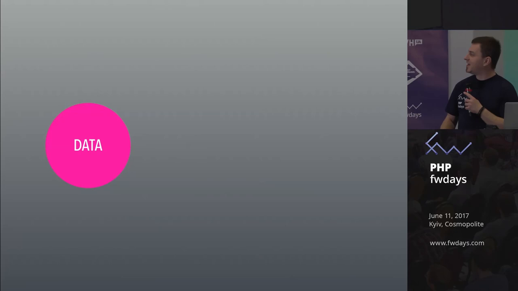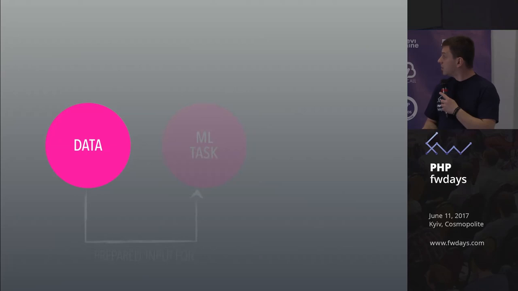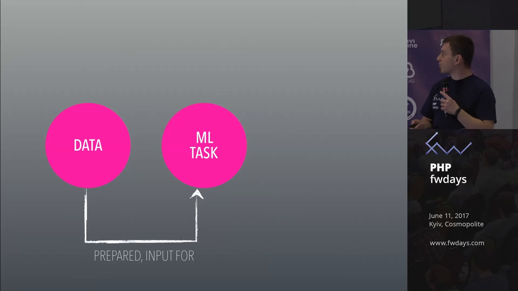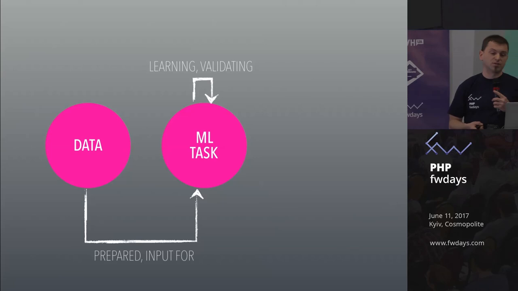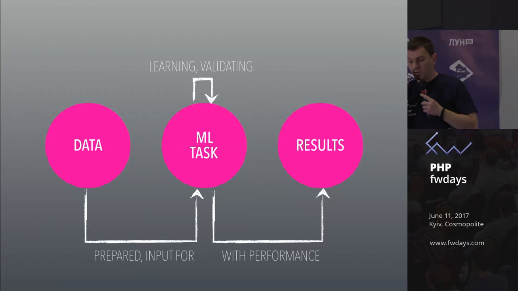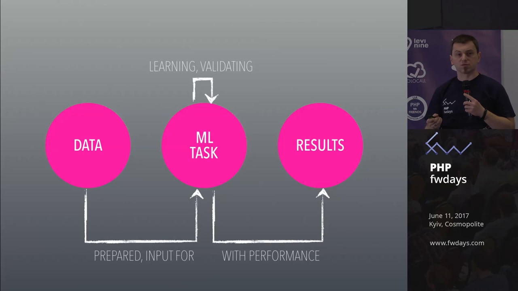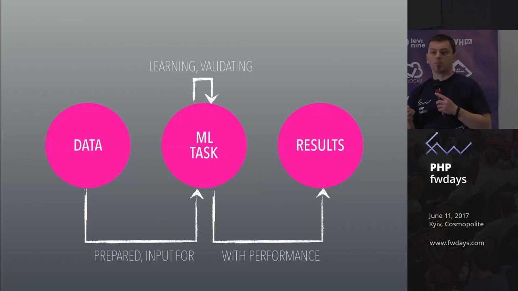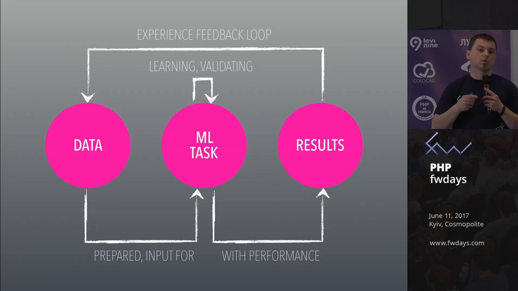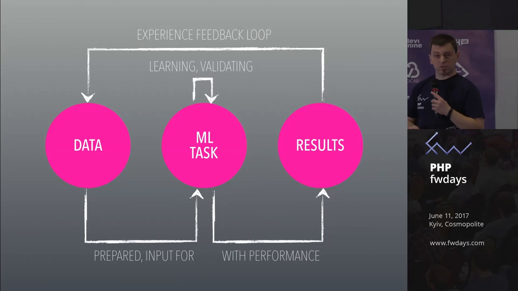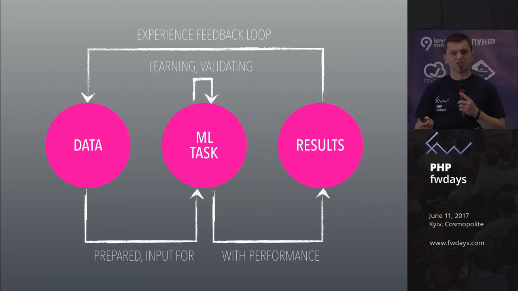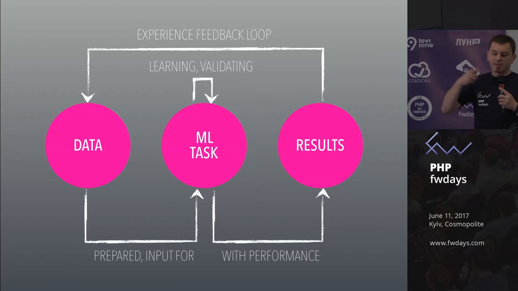From this definition, in graphical form, we've got the data and we need to prepare this data as an input for some machine learning task. And then we can do some learning and validating to get some result. We would like to monitor these results in the context of their performance. And sometimes these algorithms will be wrong, and then we need to establish an experience loop. If you see that your machine learning workflow is wrong, just fix this decision and take another loop. Update your input data set and train another model.